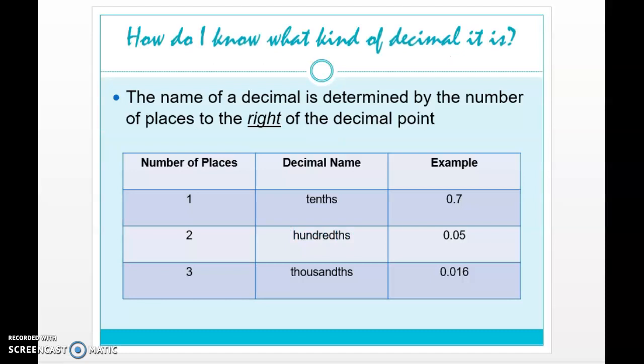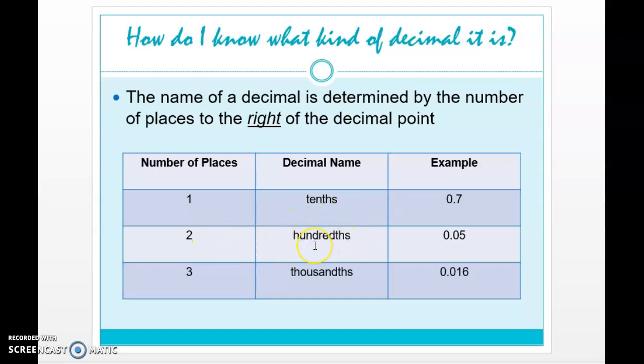So how do I know what kind of decimal it is? I know that's a question most of you have been asking yourselves. The name of a decimal is determined by the number of places to the right of the decimal point. For example, on this side of my table, I have number of places, the decimal name, and an example. If the decimal places is 1 decimal place, the decimal name is called tenths, and make sure the THS is there, tenths. Example, we say 0.7. This kind of decimal has 1 decimal place.